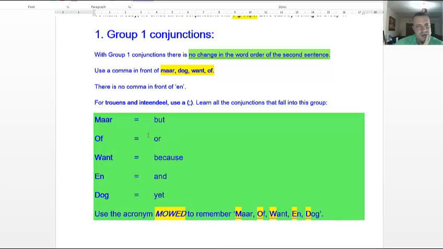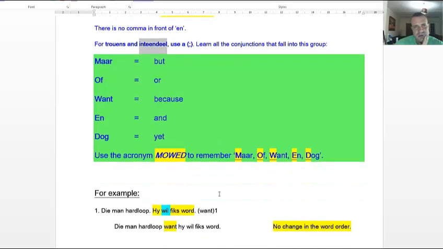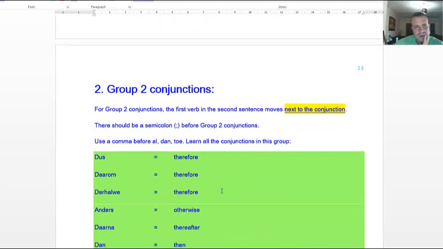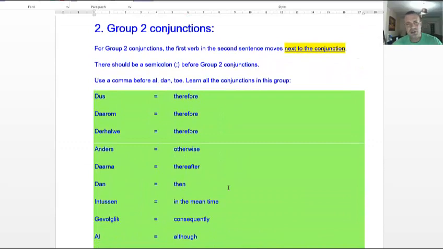And then you need to memorize them. There are 2 other group 1 conjunctions, trouwens and inteendeel. Don't worry too much about that for primary school. Okay. Cool, let's go on to group 2 conjunctions.